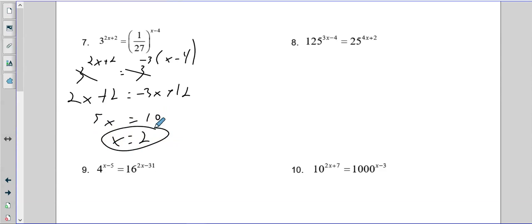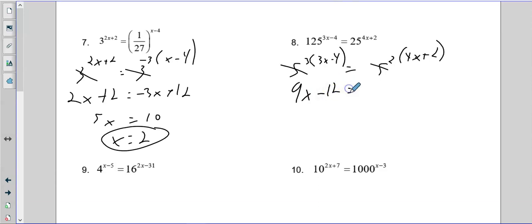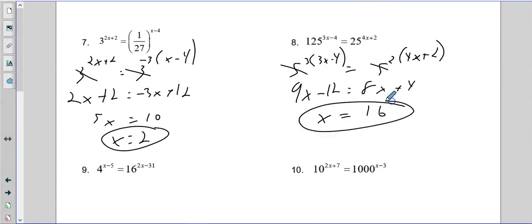Up here, again, yes, 25 goes into 125, but that doesn't matter. We're not doing multiples. We're doing exponentials. So this is 5 cubed, and this is 5 squared. Then we just keep the 3x minus 4, and we keep the 4x plus 2. Get rid of those. Distribute. 3 times 3 is 9. 3 times -4 is -12. 2 times 4 is 8. 2 times 2 is 4. And I'm going to subtract 8x. I'm going to add 12. And I am finished.